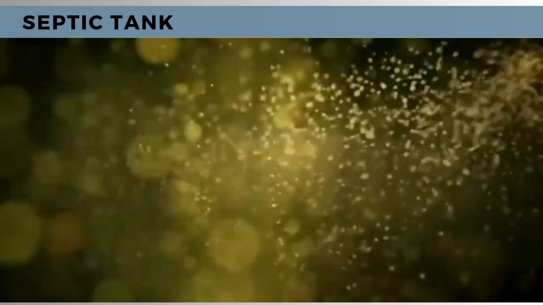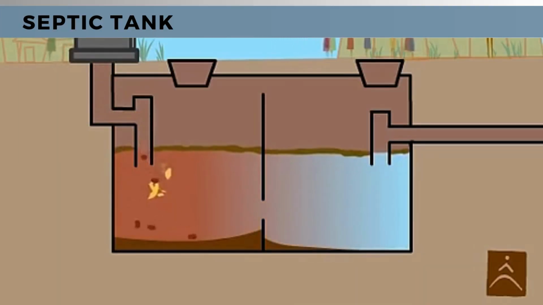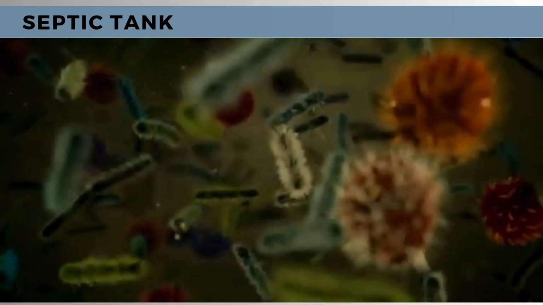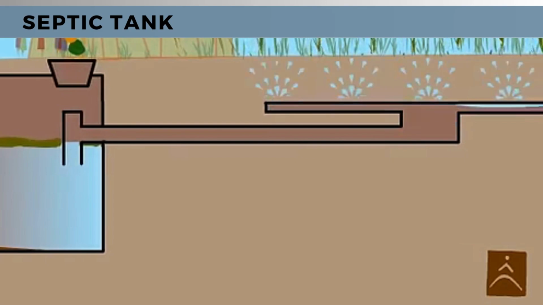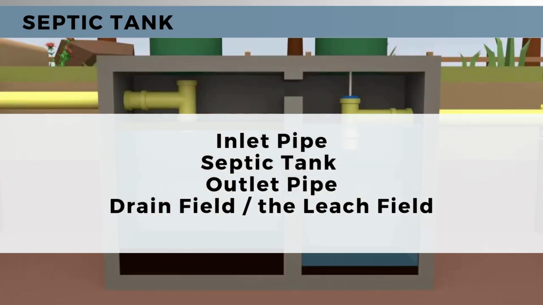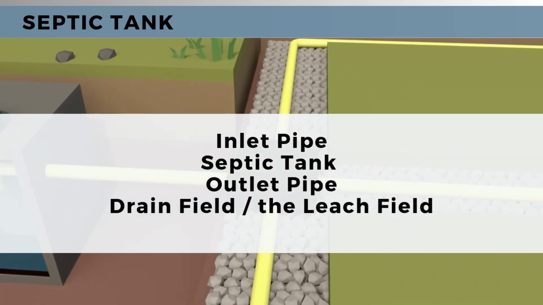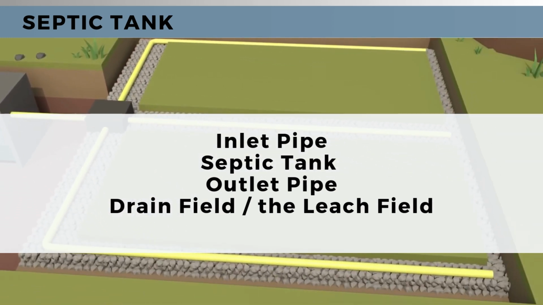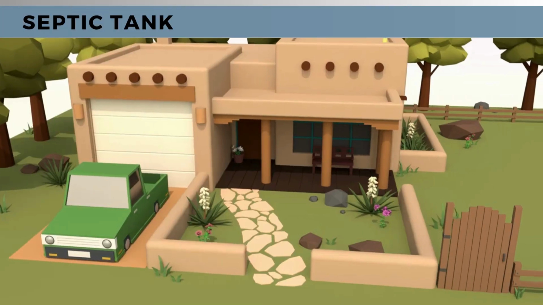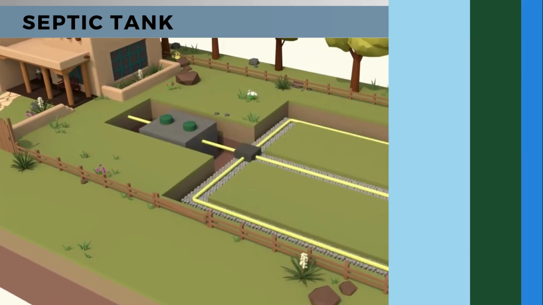The basic function of the septic tank is to separate solids from the liquids, break down organic matter, and allow treated effluent to flow into a drain field for further treatment. The system comprises the following components: the inlet pipe, the septic tank itself, the outlet pipe, and the drain field or the leach field.